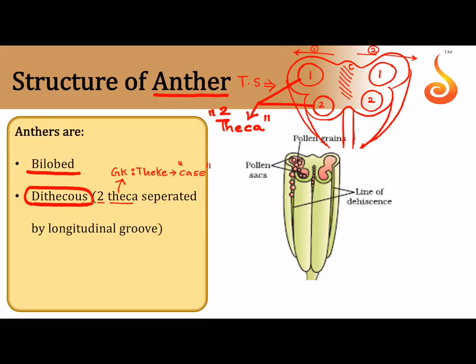Again, to see the thecae, what should you do? You should take, like I have taken here, the transverse section of the anther. In the diagram of the textbook also, let me roughly highlight the thecae. See, this is one theca here. This is the second theca in this lobe of the anther. This is one theca. This is the second theca in this lobe of the anther. So this is one lobe. This is the second lobe. So one half and the second half, that's why we call the anther bilobed. Each half has two compartments or two cases or two thecae. That's why we refer to the anther as a dithecous structure. Is that clear to all of you? Okay.